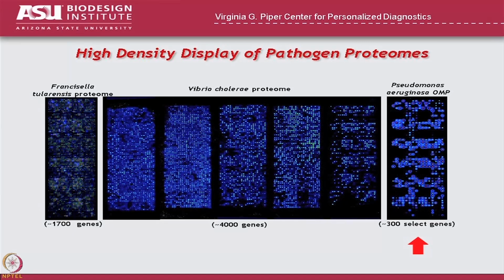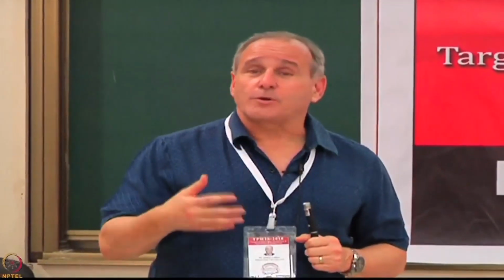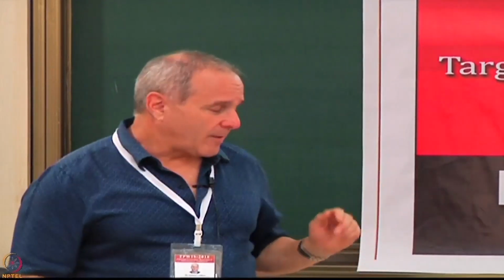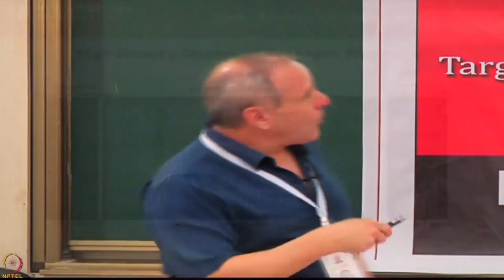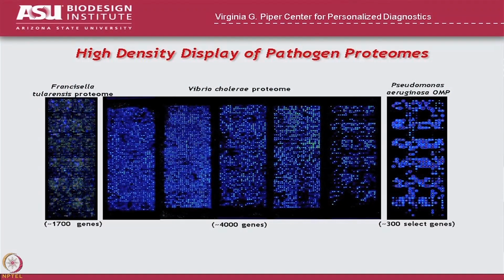And then this chip here is just outer membrane proteins from an organism called Pseudomonas aeruginosa, which is the organism that causes pseudomonal pneumonias. It's a leading cause of death in patients who have a disease called cystic fibrosis. I'm going to spend a little bit more time on this guy. So there's around 300 proteins on there.